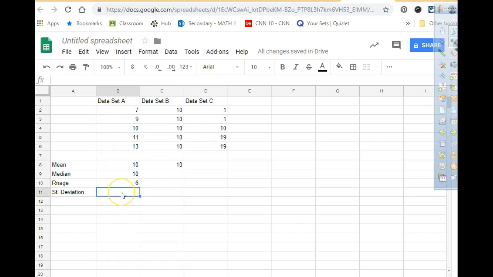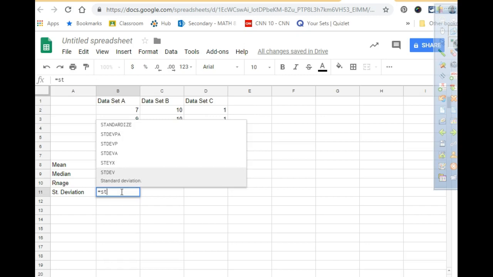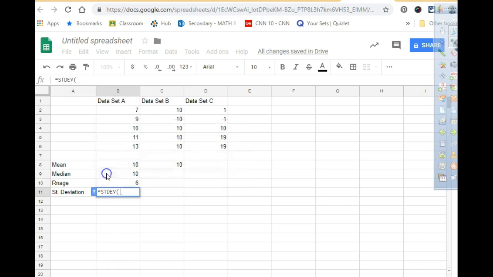And for my standard deviation, again, I'm going to start my formula with the equal, and I start typing ST, and you're going to see many of these, and we want standard deviation. You don't want to type that in. You want the computer to do it.